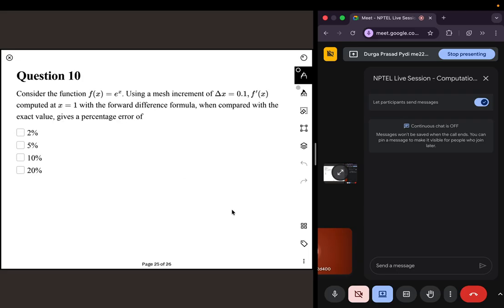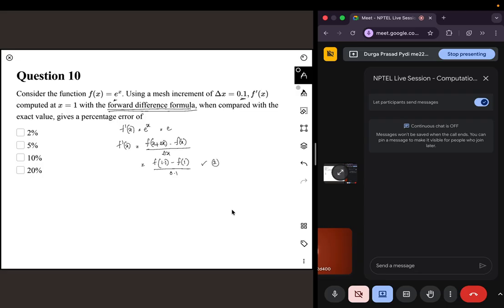Now let's say we have a function like e power x using a mesh increment of delta x equal to 1. F prime of x is very similar to the one that we solved before. Calculate the analytical value, use the finite difference scheme, compare these two values and report the error. So the analytical one is f prime of x is e power x, at x equal to 1 is e. Similarly, the finite difference form using this particular scheme, delta x is given as 0.1. You can get this value.